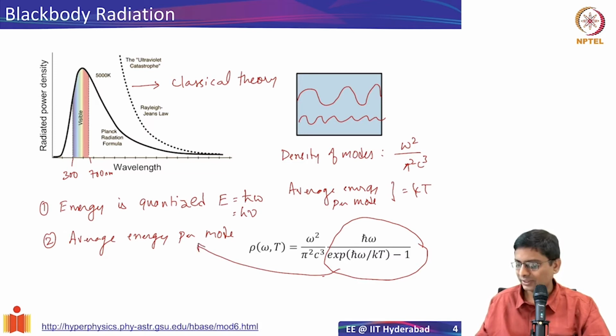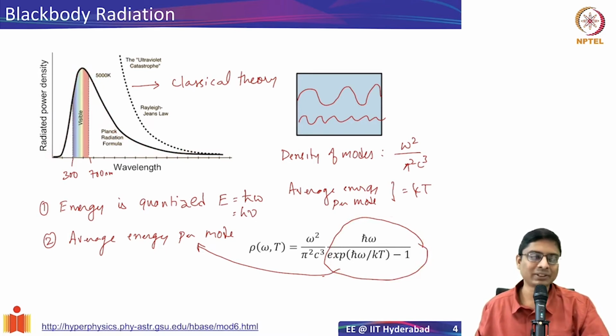So what this tells us is the density of states is the same. You have the same omega square by pi square c cube dependence, but the average energy reduces as you go to higher frequencies. So as you go to higher frequencies, this exponential term increases. So 1 over that should reduce. So the average energy reduces, and that's why you see that the radiation intensity is of this form. And Planck's theory was able to accurately capture the black body radiation, and that's why the idea of light quanta became accepted as well. So this is the origin of light quanta.